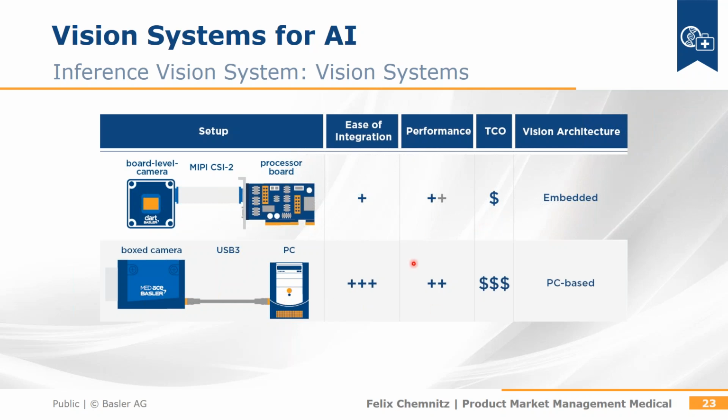But the performance is a 2+, because it depends on the PC system you're using. From our perspective, you need to ensure that you have a GPU. Mostly in this case, NVIDIA GPUs are used because they are the most prominent for artificial intelligence. And to get a real high-performance system, there is a likelihood that you need more than one GPU in the system, and this will increase your total cost of ownership a lot.